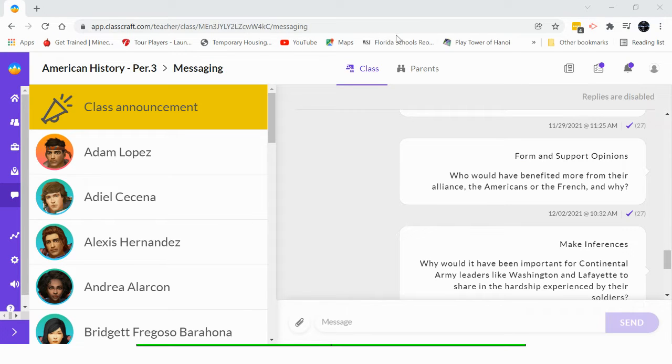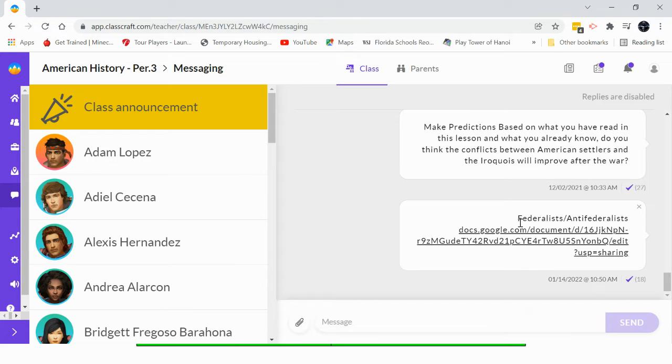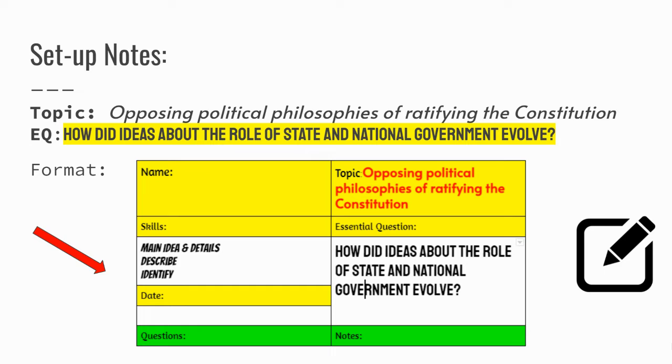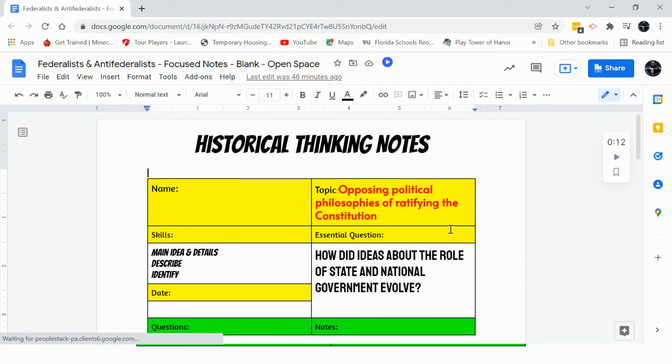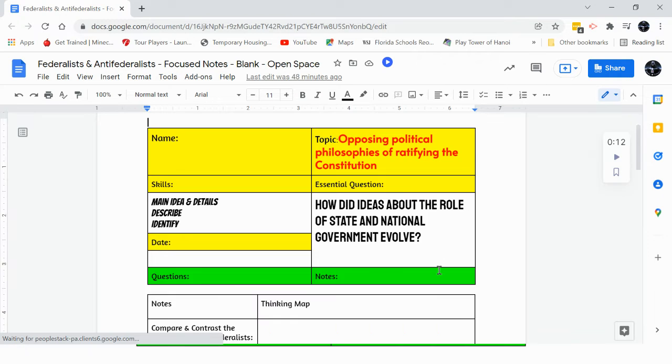All right. When you log into Class Craft, you're going to click on Class Announcements. And once you click on Class Announcements, scroll all the way down to the bottom and you'll see the Federalist and Anti-Federalist link. You're going to click on that and make a copy. Now, once you make your copy, you'll notice that it's already filled in with this information. Okay, let me drag that over. Should look like this. So you're going to click it open, make your copy.